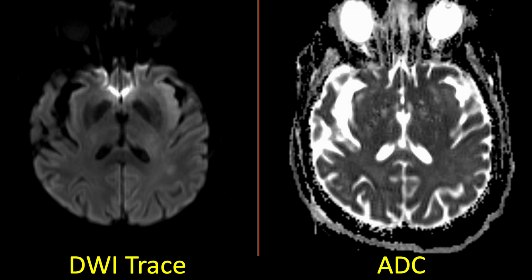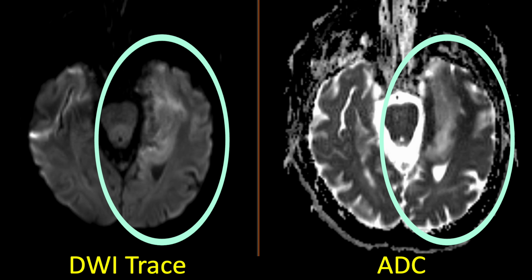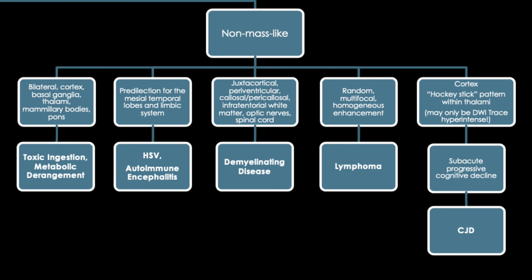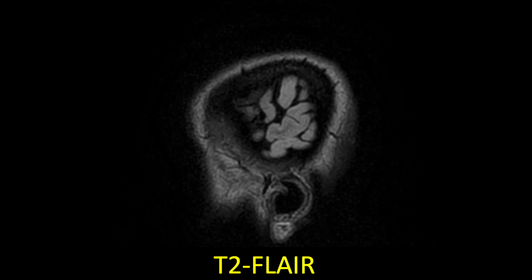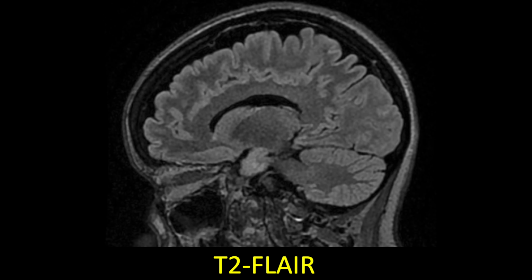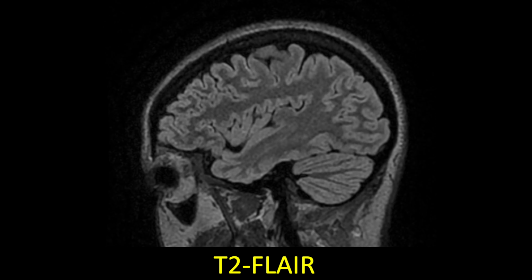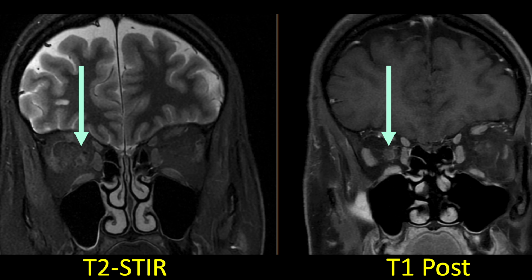If the restricted diffusion is associated with a process that seems regionally centered within the mesial temporal lobes or limbic system, you have to consider HSV or limbic encephalitis. If you see a restricted diffusing lesion within the white matter in the presence of other white matter lesions in locations characteristic for demyelinating disease, such as the juxtacortical, periventricular, callosal or pericallosal regions, or within the infratentorial white matter, consider demyelinating disease. Also look for additional involvement of the optic nerves or spinal cord.